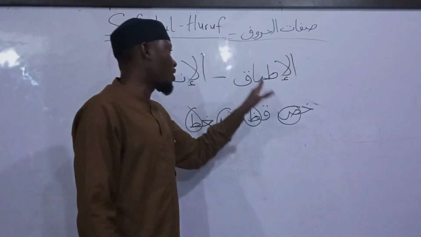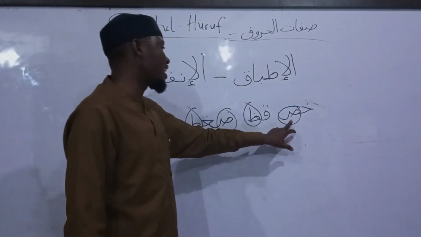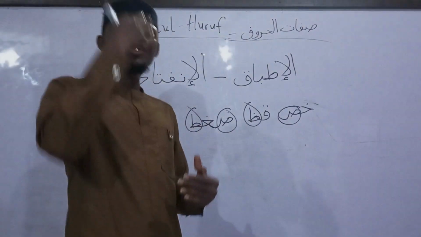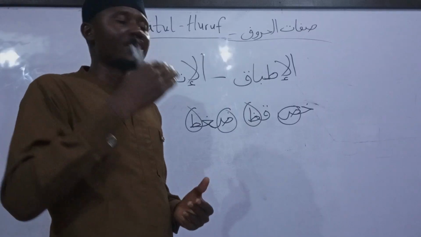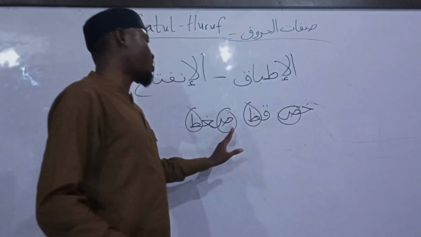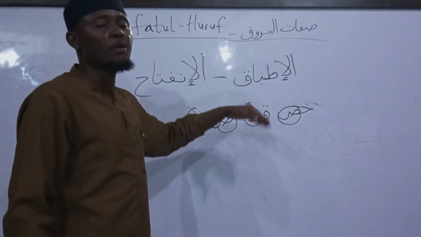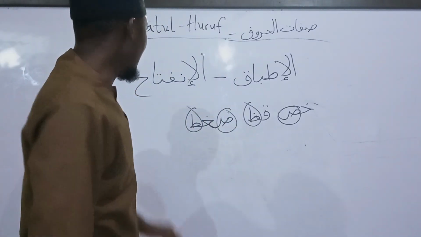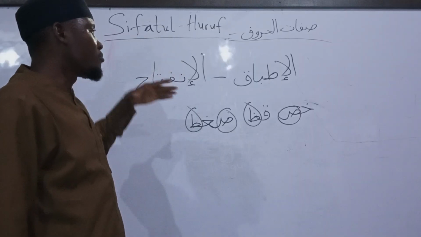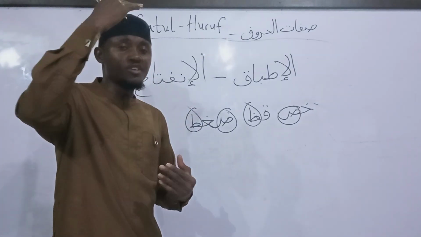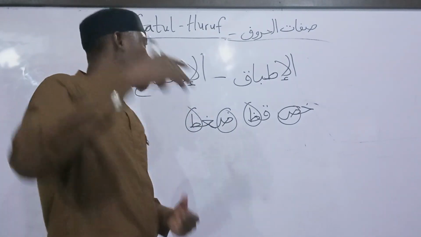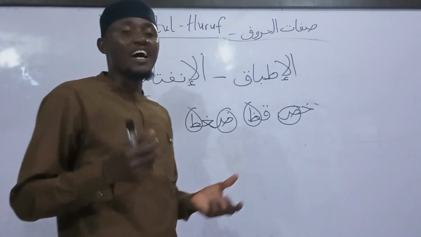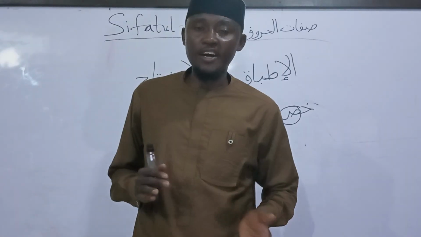So, for itbaq, these are the letters that experience the contraction, extreme contraction, much more than the other letters of isti'la. So, itbaq can be said to be like an extension of isti'la. Now, al-infitah means that there isn't a contraction against the upper palate. So, all other letters apart from these four are the letters that have the attribute of infitah.